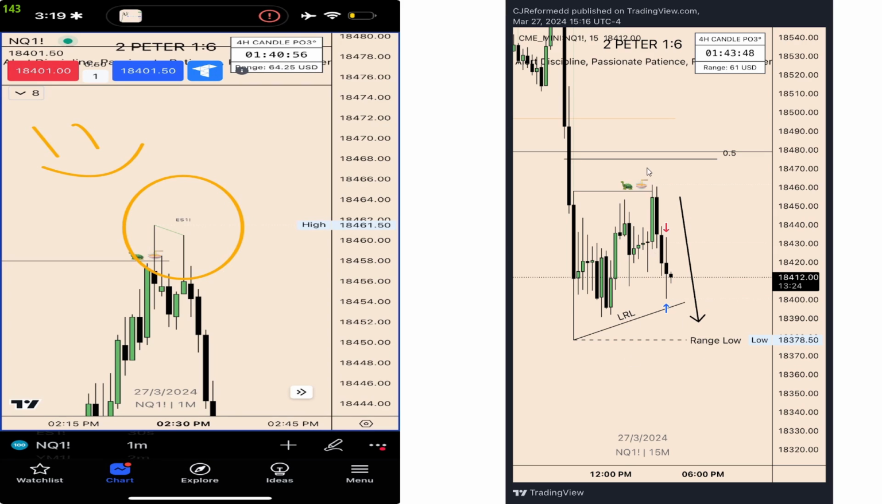Did it go all the way low? But like I said, it reached equilibrium of the range again, which is really all you need. You should have taken profits there, and that would have been a winning trade.